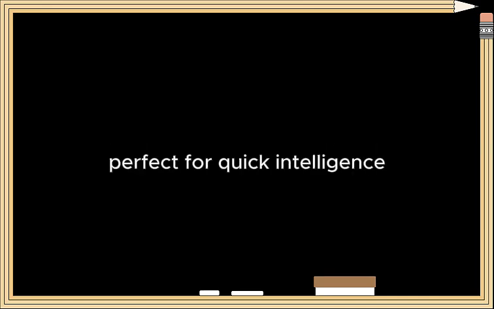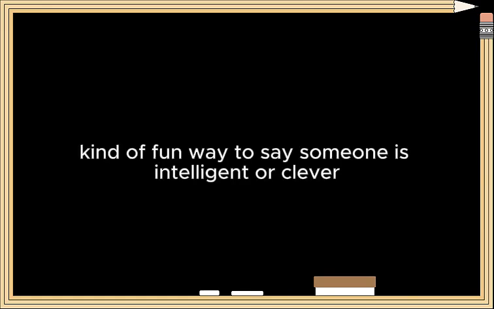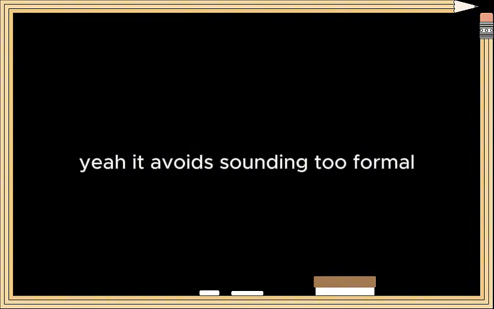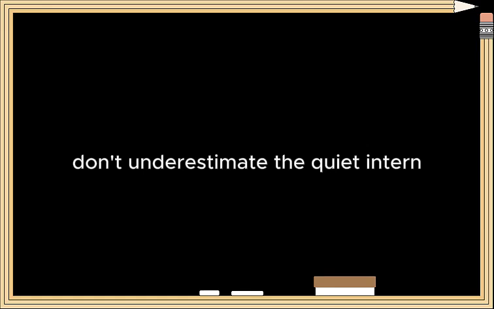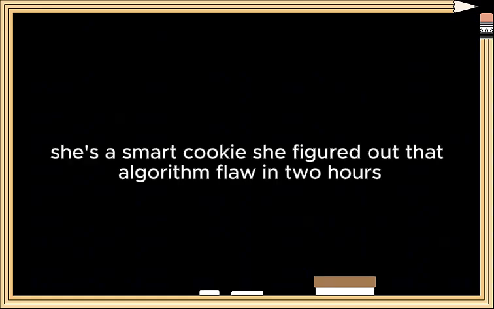Perfect. For quick intelligence, you might call them a smart cookie. This is a casual, kind of fun way to say someone is intelligent or clever. Yeah, it avoids sounding too formal. Don't underestimate the quiet intern. She's a smart cookie. She figured out that algorithm flaw in 2 hours.